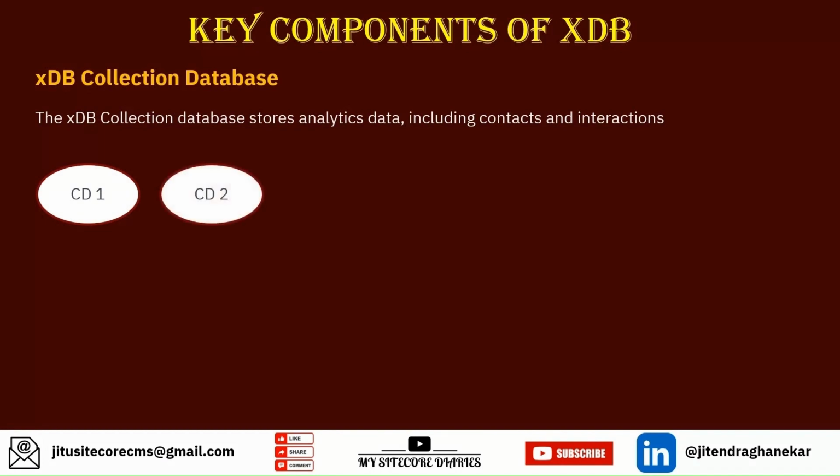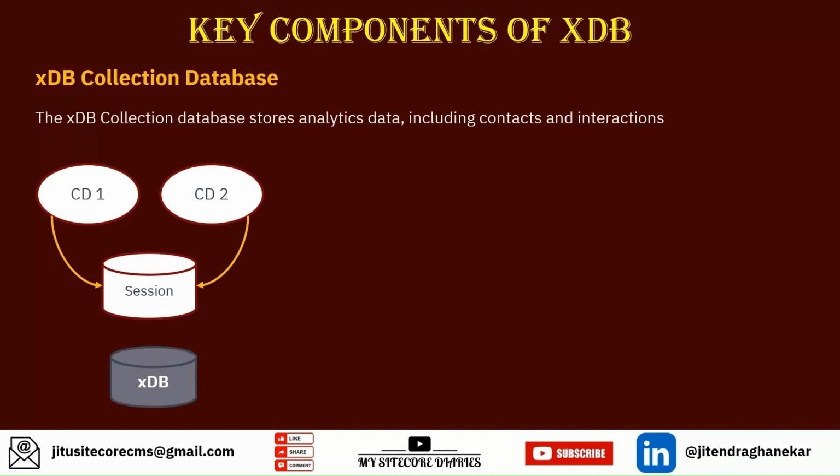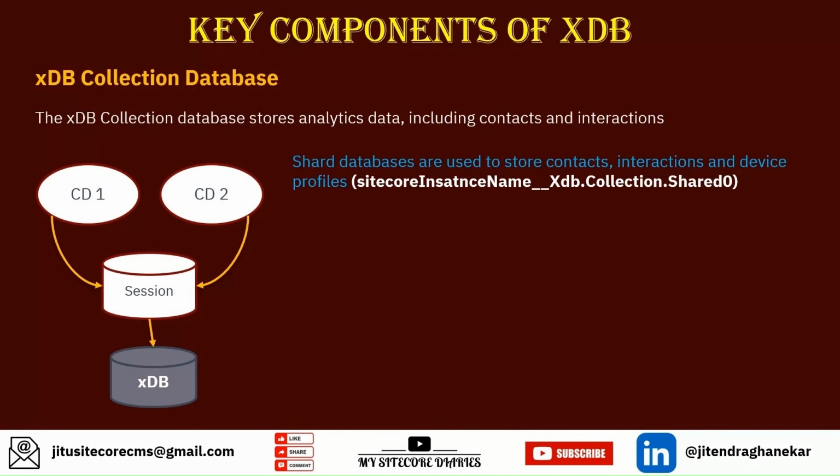So I have a CD server and CD2. When browsing, the data gets stored in the session, and if you flush it, the complete data of that session goes to the xDB. Now how is that data stored? There are two databases. It uses a sharding mechanism where we have two kinds of databases.